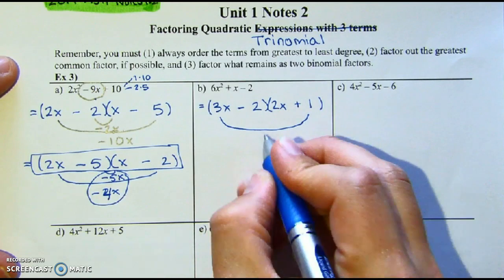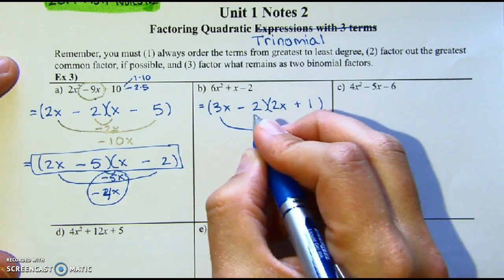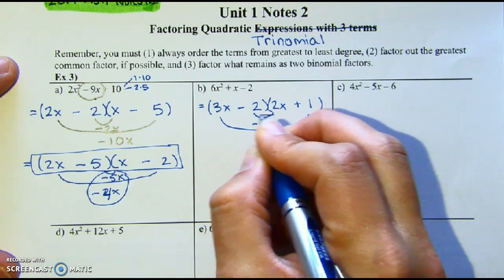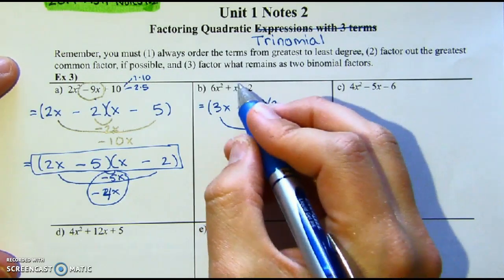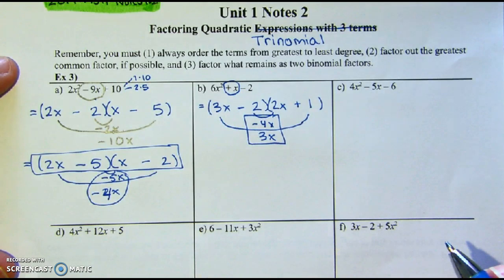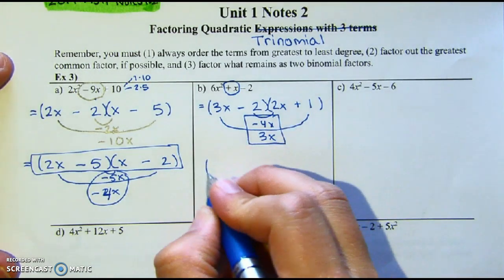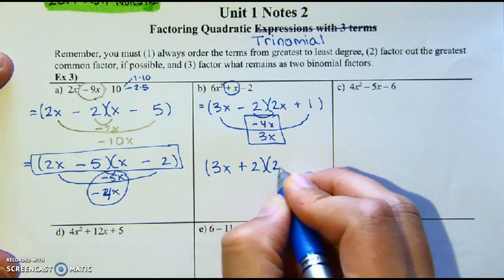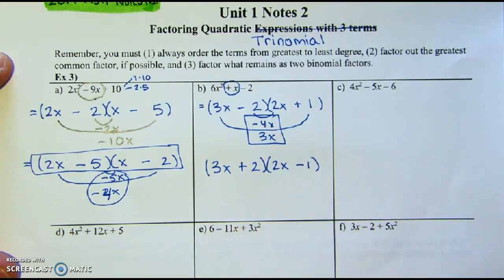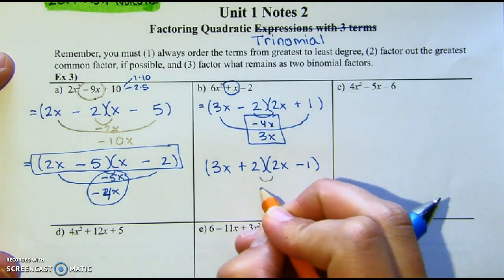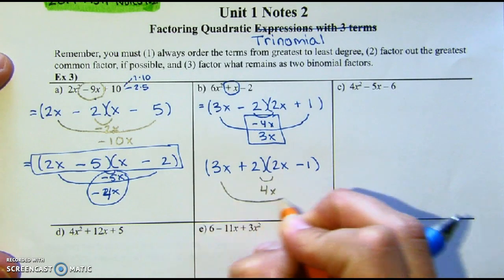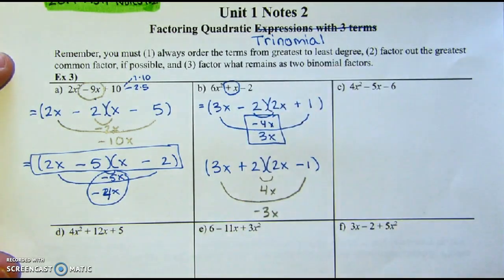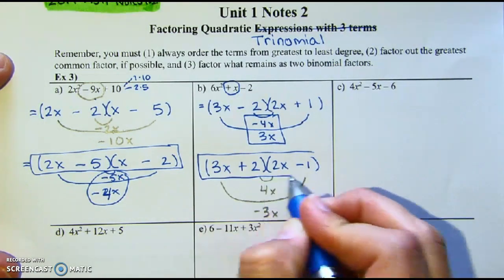3 times 1 is 3. Negative times 2 times positive 2 is negative 4. Do these add up to get positive 1? No, but we're close. How can we make it correct? Keep the numbers, change the signs. Check. Positive 4x, negative 3x. Do those add up to get the 1 in the middle? We're done. How do you know you did it right?